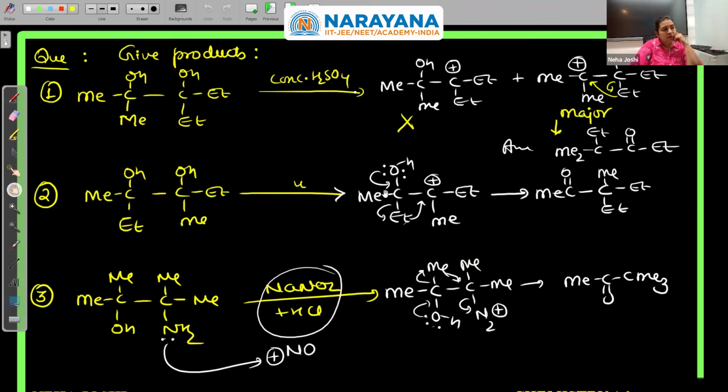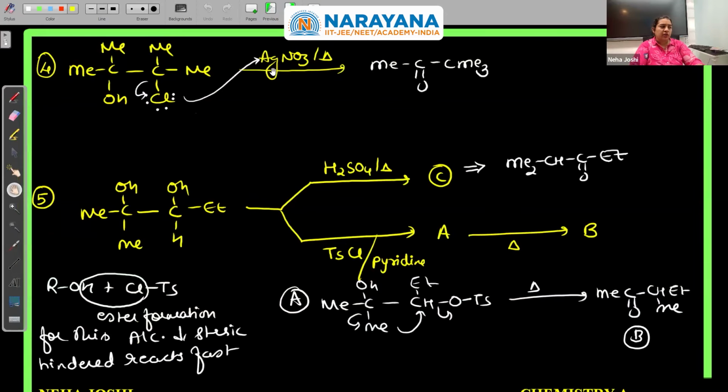See here, both sides I was having the same carbocation. Now what will rearrange, ethyl or methyl? So ethyl will rearrange. Okay, so ethyl is rearranging. So this is formed. Again a carbocation is formed, OH, same thing, shifting.